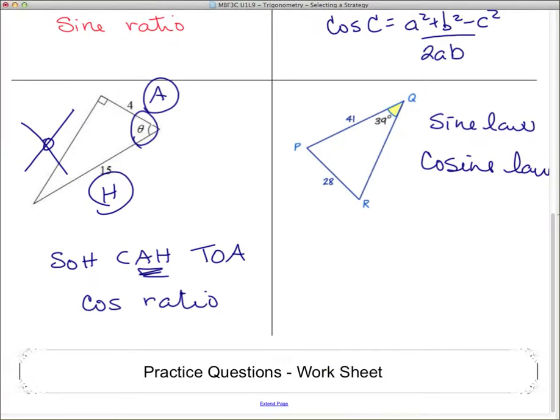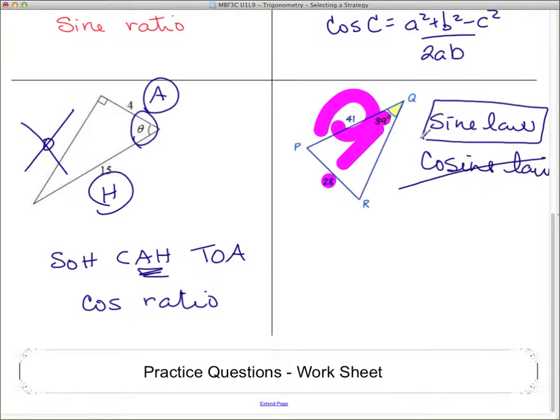And remember, in sine law, we need a side angle pair. Here's a side and here's the angle across from it. We have a side angle pair, ladies and gentlemen. And one other piece of information, which means that since we have a side angle pair and one other piece of information, the winner, ladies and gentlemen, is the sine law because of the side angle pair.